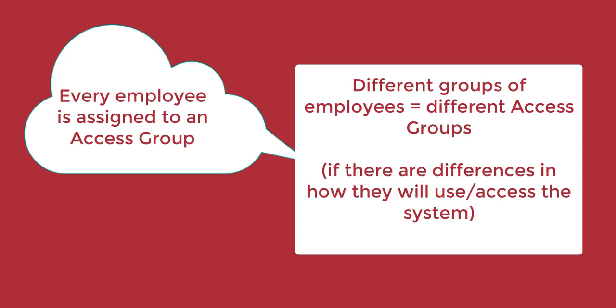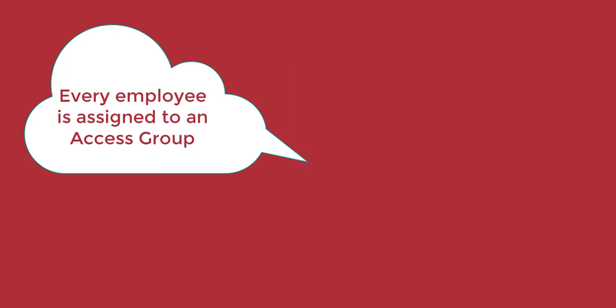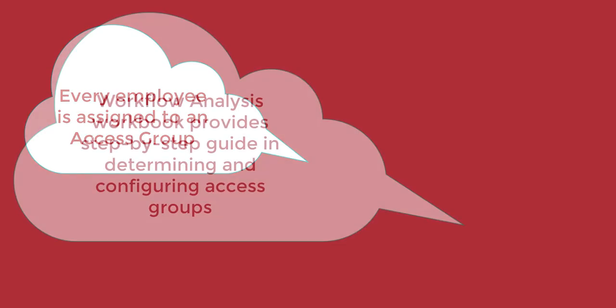Once all access groups have been configured, users and employees are assigned to the appropriate access group based on the activity they are allowed to perform in the system. Let's take a closer look at some of the employee access groups and the variation options.